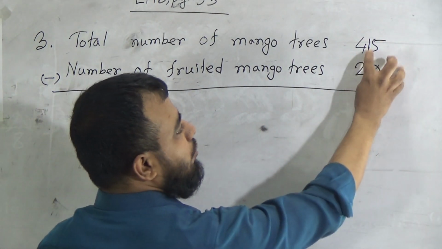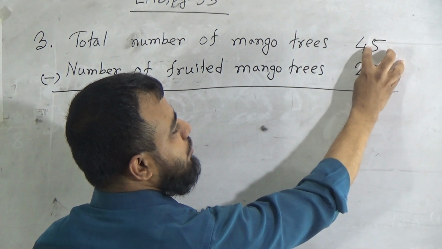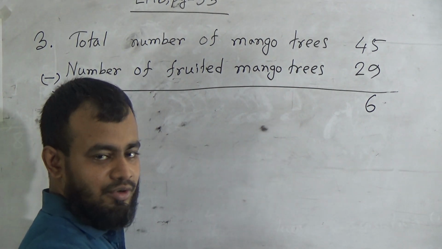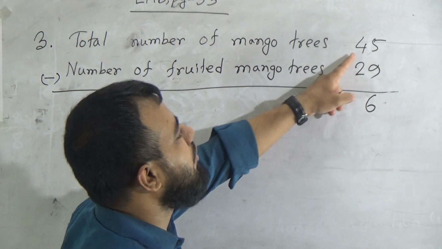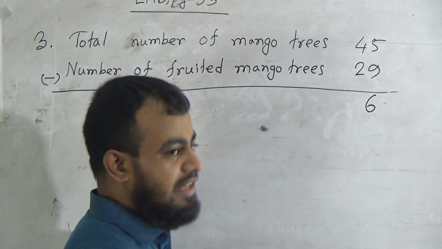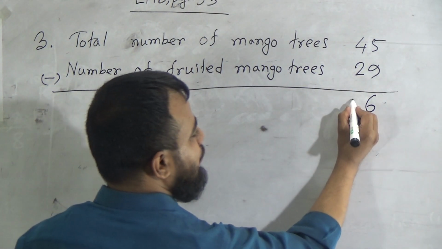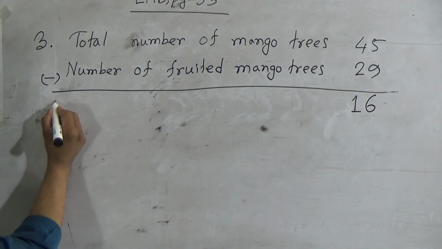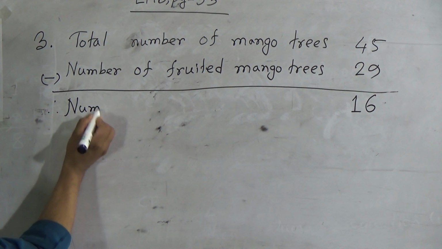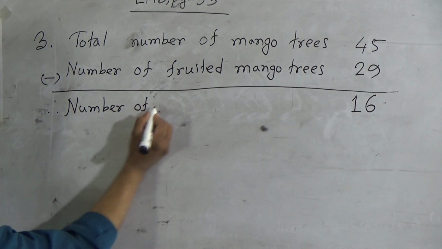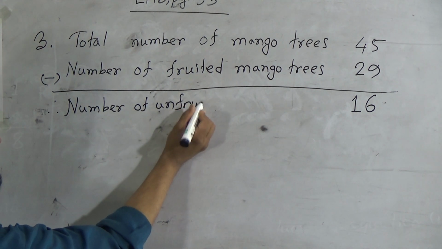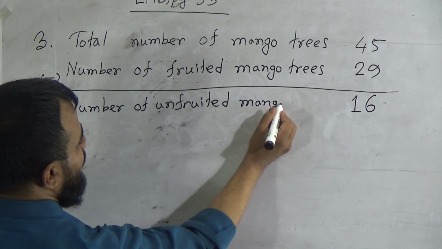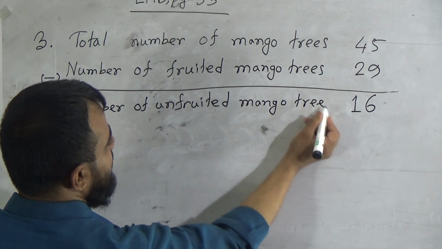Now this magic 1 will add with this 2. This magic 1 will vanish here and this magic 1 will add with this 2 and 2 becomes 3 now. So we need to subtract 3 from 4. If we subtract 3 from 4, we will get 1. So 1 will be in the tens place. That means, therefore, the number of unfruited mango trees, okay? Number of unfruited mango trees is how many?